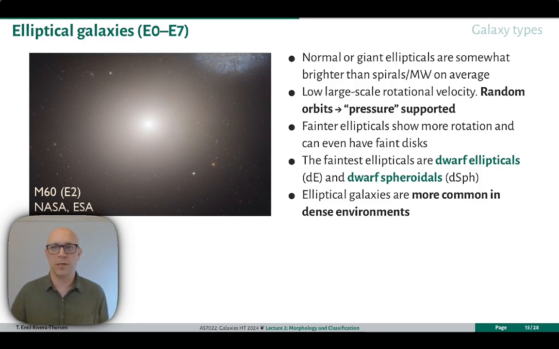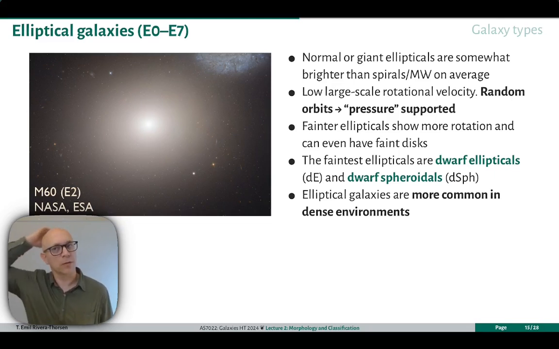Fainter ellipticals show more rotation and can even have faint disks, which can make them a kind of intermediate form of galaxy between these and lenticulars, which in their turn, again, can be seen as some intermediate step between ellipticals and spiral galaxies, but we will get back to that.